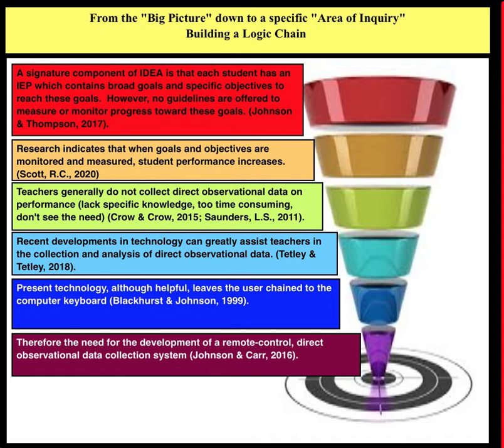Okay, so my dissertation is not important. The software is not important. What is important is this idea of building a logic chain from a big picture down to your specific area of inquiry or your research question or your research hypothesis, and that each of the major steps in the way down are supported by existing research. And that's something you will need to demonstrate when you develop your Chapter 1 research proposal. All right, moving on.